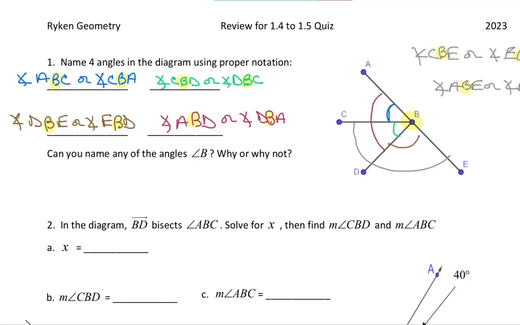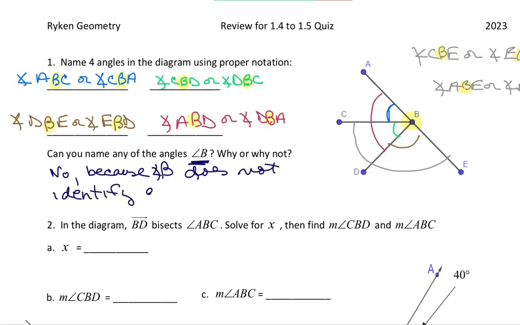Okay, so I just said you name angles using 3 letters. Well, there's always an exception to these things. Sometimes you can use only 1 letter. All right, you can't do it here. So can you name any of those angles B? And the answer is no, because angle B does not identify a precise angle.